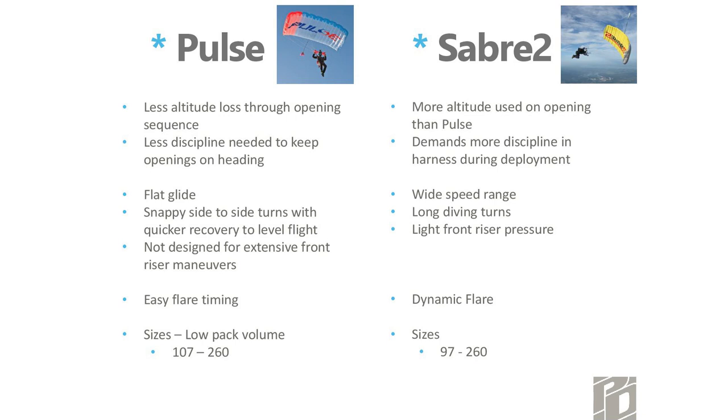These are two beginner to intermediate type canopies. They can be jumped at higher wing loadings, like the smaller Sabre 2s are pretty advanced wings. But this is a common decision that somebody who's looking at buying their first or second canopy may be making.